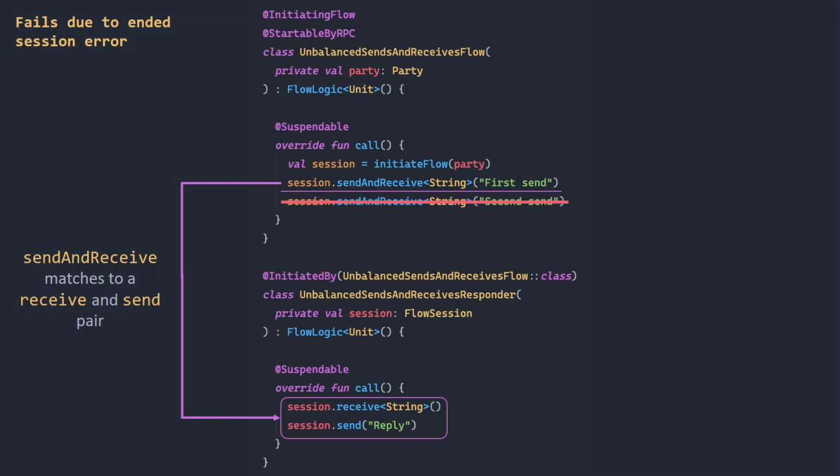So to fix this, we have two choices. We could remove the second call to send and receive, or we can add another pair of receive and send on the responding side, which would then mean that there's now a pair of send and receive and send between both sides, and then the flow would continue to work as normal.